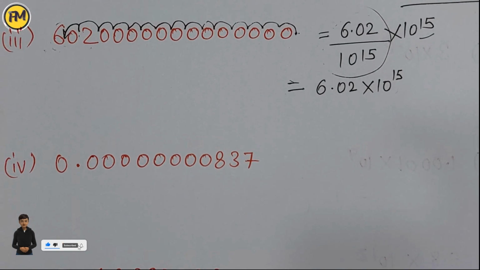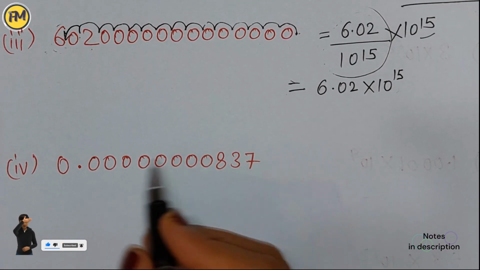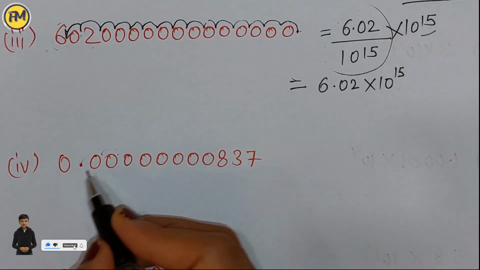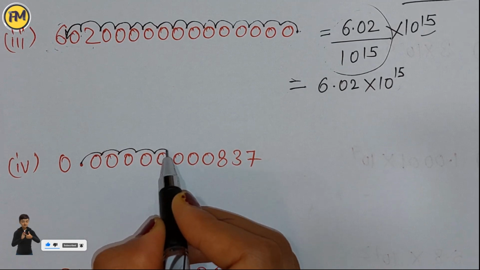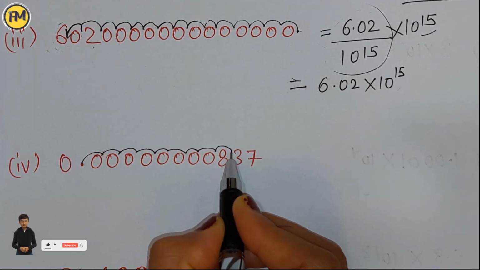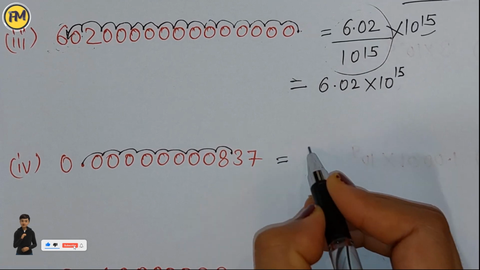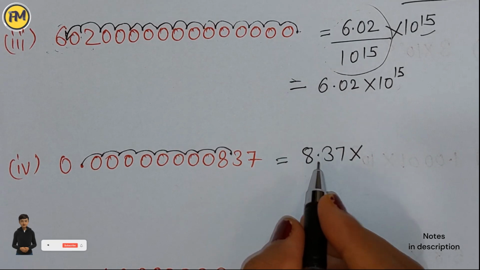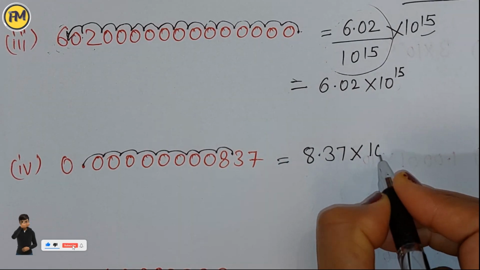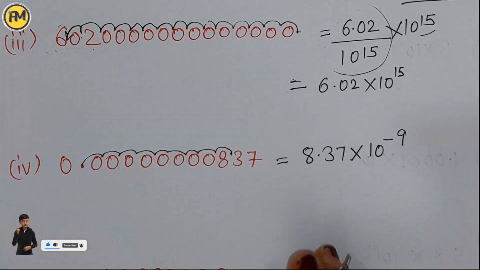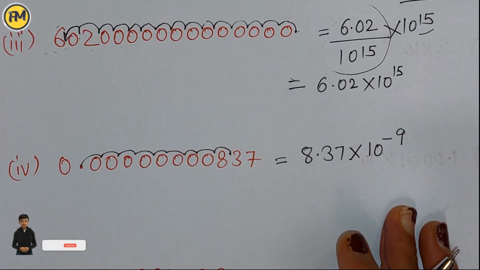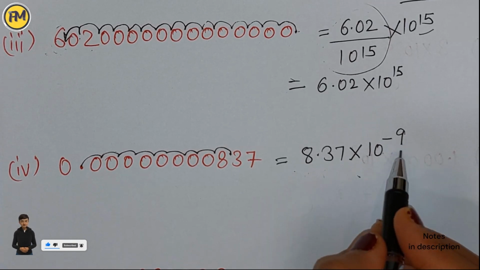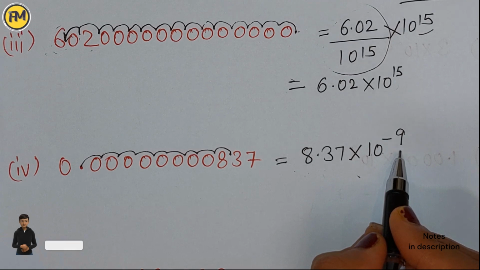Now the next part. Here again we have to move to the right side. Count the steps: 1, 2, 3, 4, 5, 6, 7, 8, 9. Okay, we will stop here. 9 steps: 8.37 into, and if you are moving to the right side, then the power will become negative, 10 raised to the power minus 9. In detail I already explained in part 1. You know already, if you are dividing by 10 raised to the power 9, then you have to multiply also by 10 raised to the power 9.